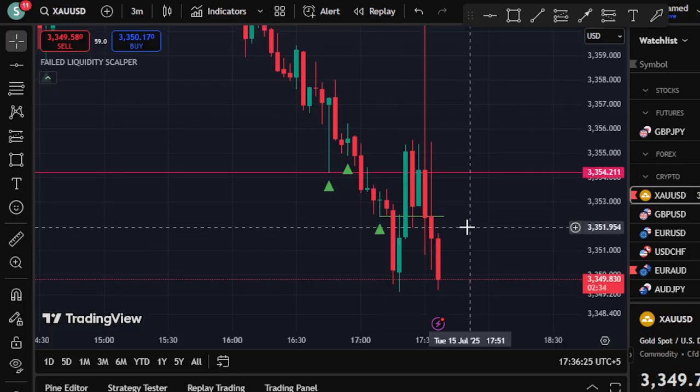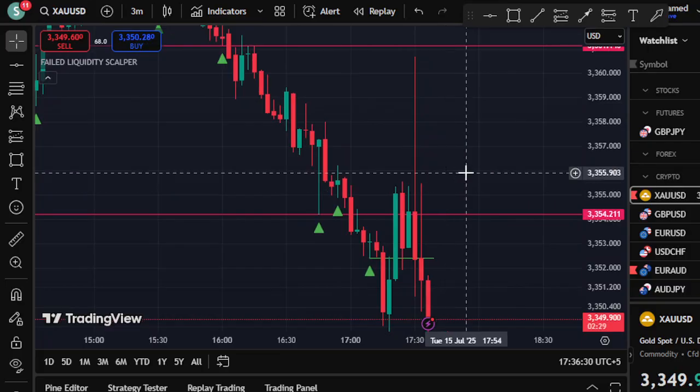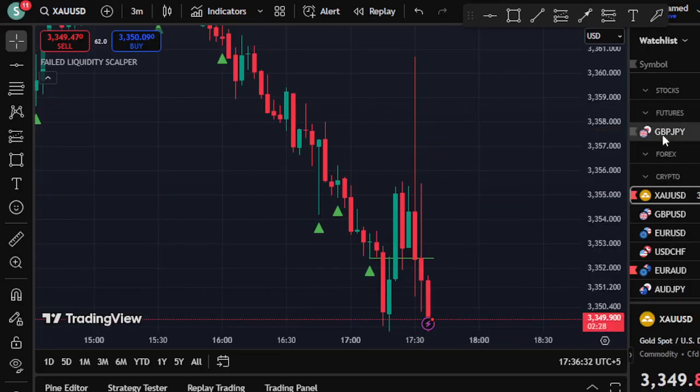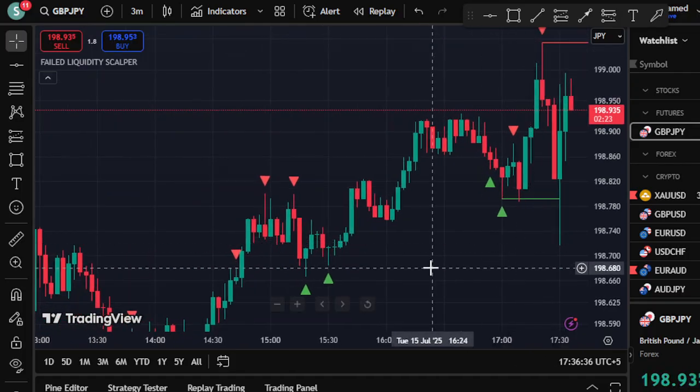You can see even the market has made a very good wick, but my indicator has not told you to take any kind of buy. And also we have news today, I think so. So okay, now about this one.